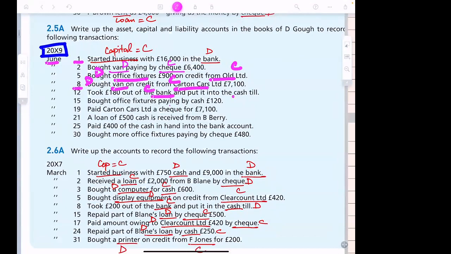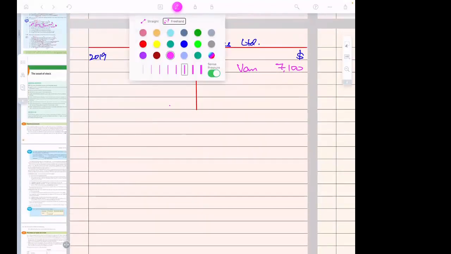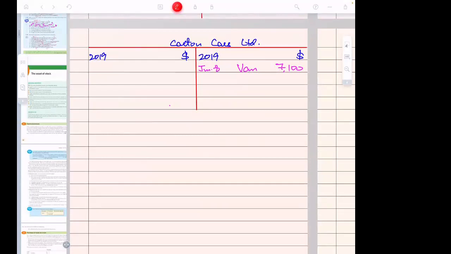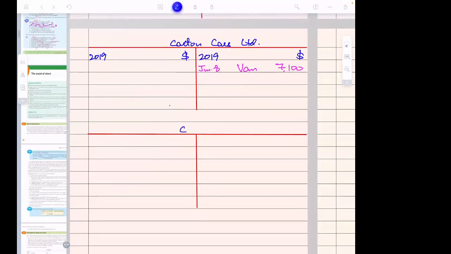All right. Now the next transaction is took 180 out of the bank. So bank will be credited and we have put in cash. So cash will be debited. So the bank account is already there, but we haven't made the cash account. So now we are supposed to make the cash account first of all. So let's quickly label this cash, dollars, 2019.